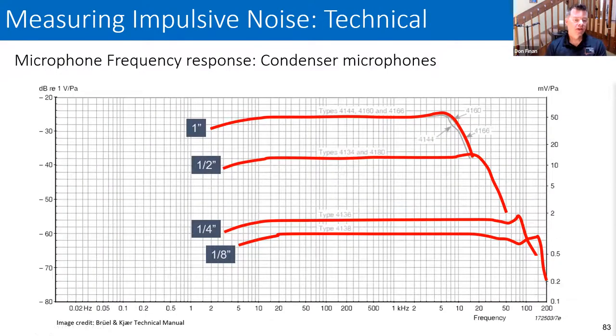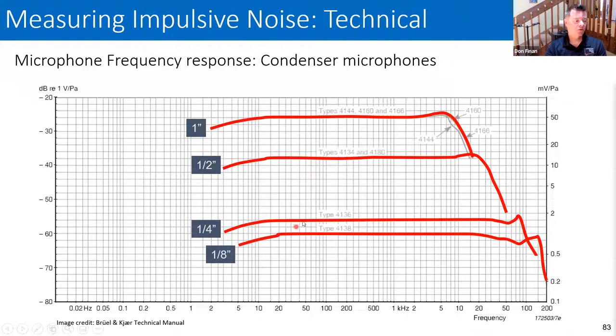If we just take a look at some different condenser microphones, which are commonly used in sound level meters, we note that there are some differences based on the size of the microphone and what they can actually capture. On the top, we have a 1-inch diaphragm microphone, and we're looking at its frequency response. We've got a roll-off at maybe about 8 kilohertz. We start to really attenuate the signal.